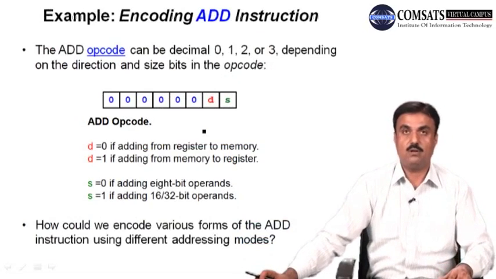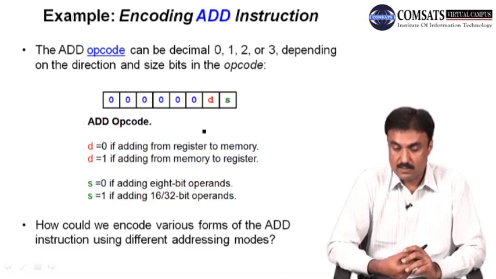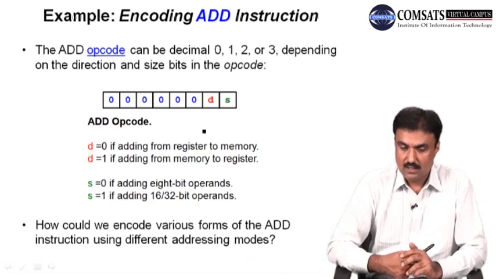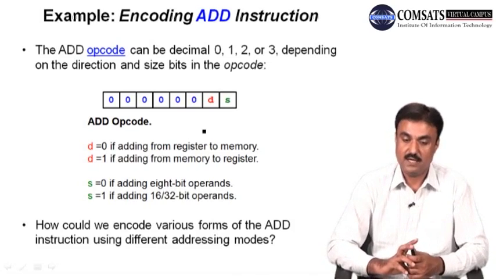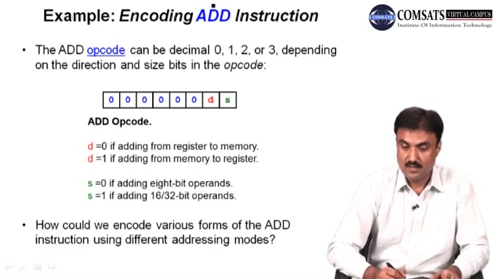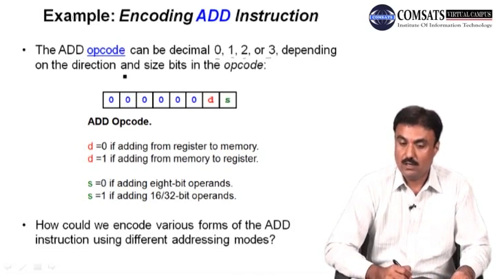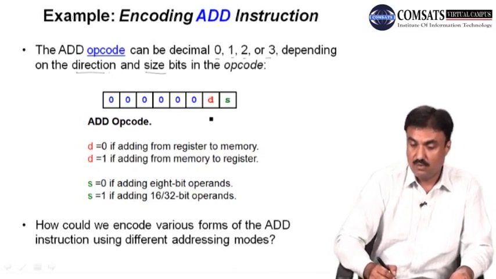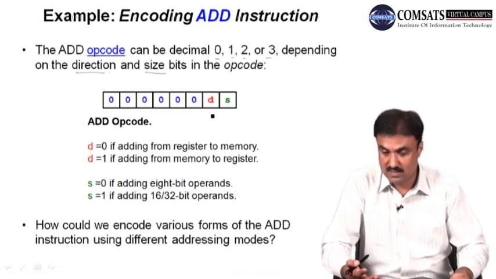There is a huge theoretical detail about this encoding. We will not go into more detail, and we will just continue with what is happening when we are performing the ADD instruction or some other instructions. So this ADD opcode can be, in decimal, either 0, 1, 2, or 3 depending on the direction and size bits. So this whole byte can be 0 if the size is, for example, 8-bit.